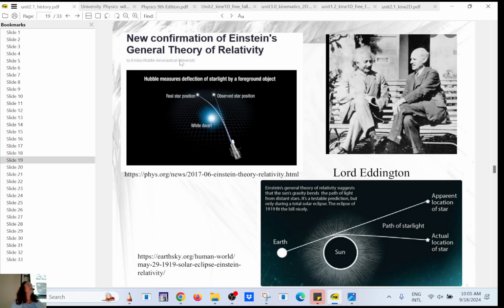So that was the movie, I think it's from Nova. It was a very nice movie I showed you last time. And that was in 1915, right? 1915, general relativity. And basically he says that there is no such thing as the force of gravity. Okay, it's just an approximation.